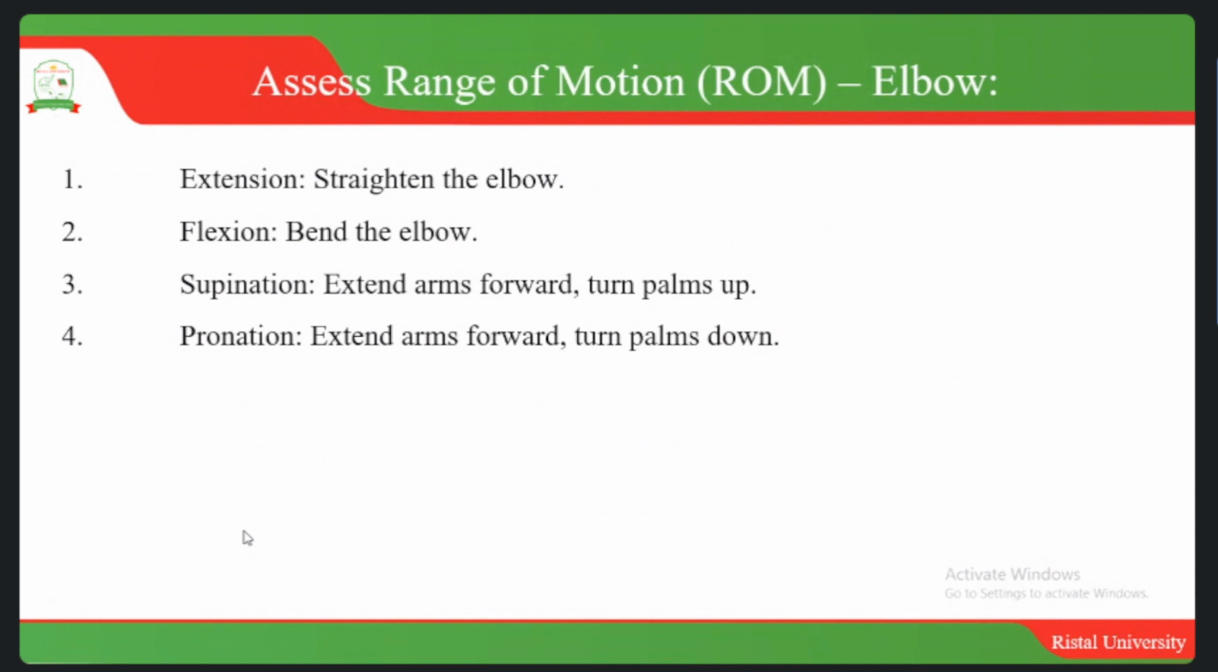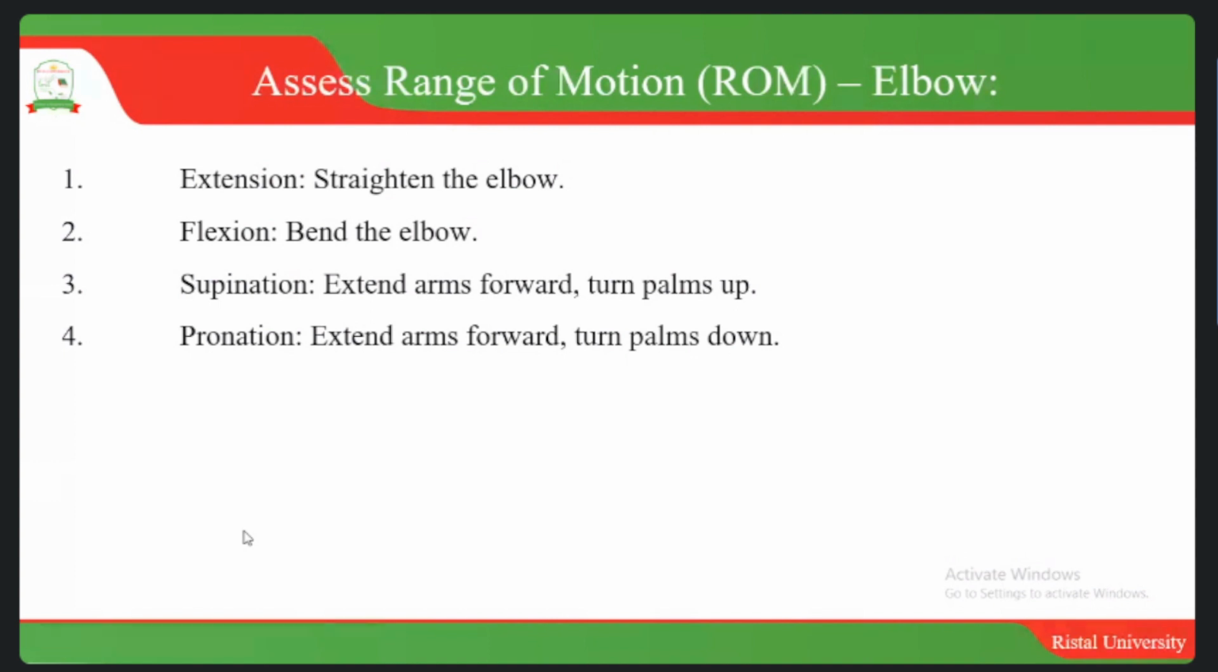Then flexion is basically bending at the elbow, trying to fold the hand, and then you'll be able to assess: is he able to fold it, or is he feeling pain on folding? That is flexion. Then you can be able to tell.